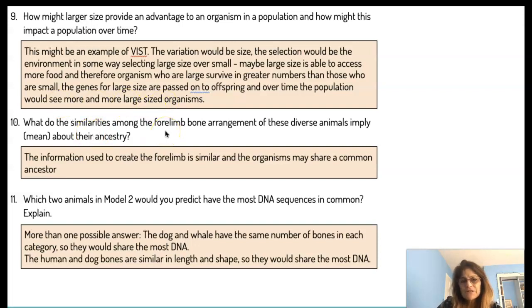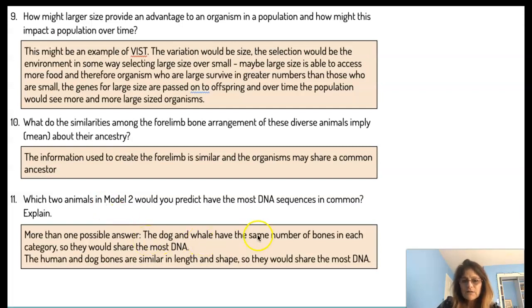What do the similarities among 4-limb bone arrangement of these diverse animals mean about their ancestry? It means that they may share a common ancestor. It is one type of evidence for common ancestry. Which 2 animals in Model 2 would you predict have the most DNA sequences in common? There's more than one possible answer to this.